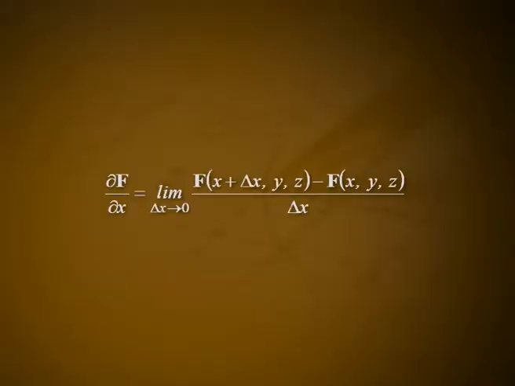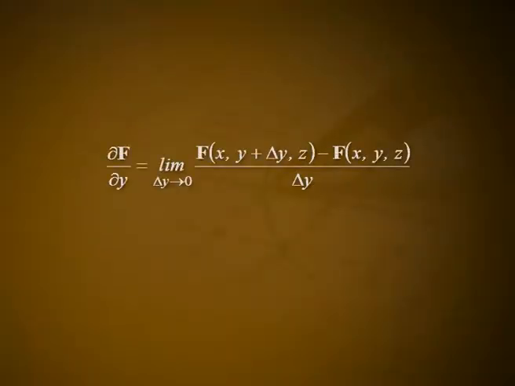Partial derivatives of vector valued functions. Suppose f is a vector depending on more than one scalar variable, say x, y and z, that is f is equal to f(x, y, z). Then the derivative, if it exists, of f with respect to x keeping other variables as constants is called the partial derivative of f with respect to x and is denoted by ∂f/∂x. That is, ∂f/∂x is equal to limit as delta x tends to 0 of [f(x plus delta x, y, z) minus f(x, y, z)] by delta x, provided this limit exists.